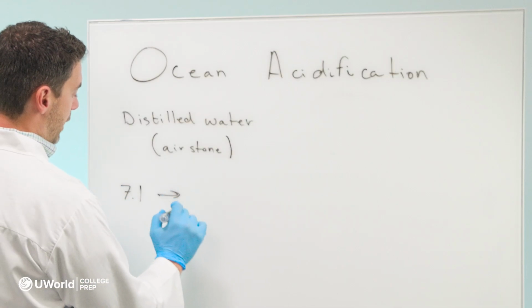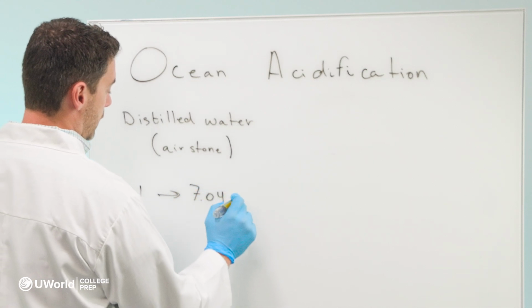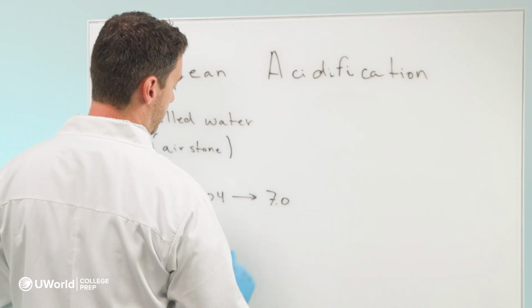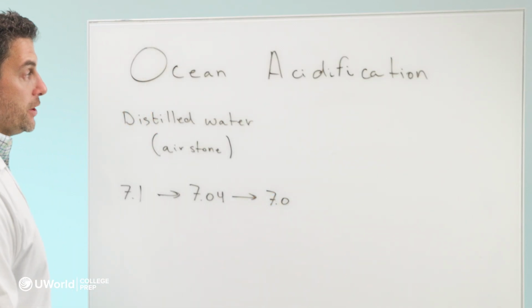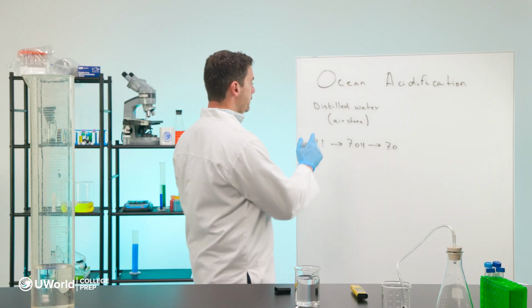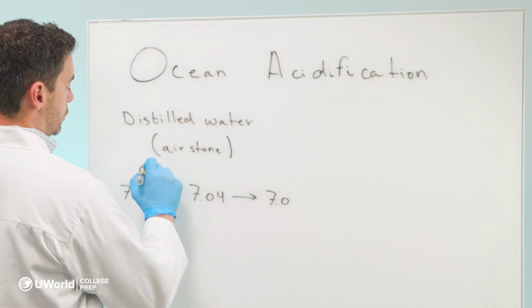And then after about a minute, we went to 7.04. And then we ended at about a pH of 7.0. So it changed, but it didn't change really all that much with our air stone. And again, because we have distilled water and this is our air stone, this will be kind of our control.